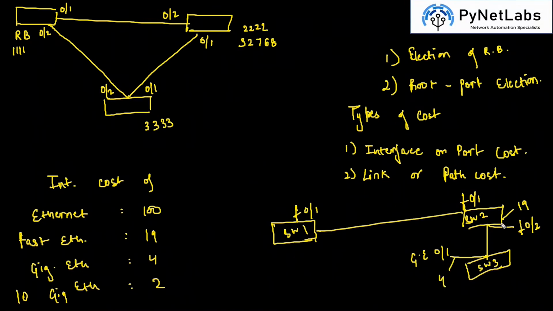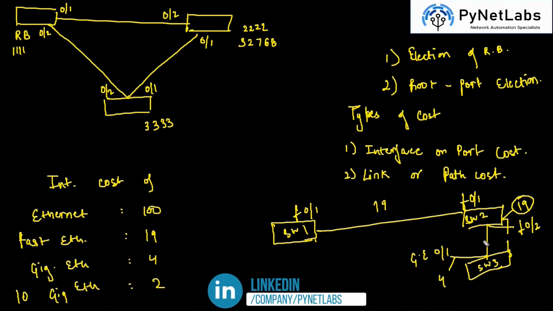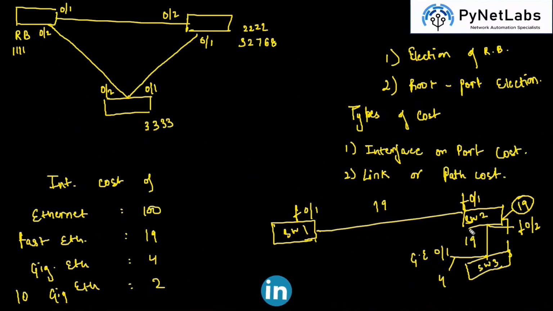Now the question is, what will we consider as a cost for data to be transmitted from switch 2 to switch 3? So in this case, when on both of the ends we had fast Ethernet, we simply wrote 19 for the path cost, right? But in cases like these, when you have different ports on both ends, you will consider the cost which is higher. So if we look into this, we know that 19 is greater than 4, right? So we'll be considering 19 as the cost for this link.